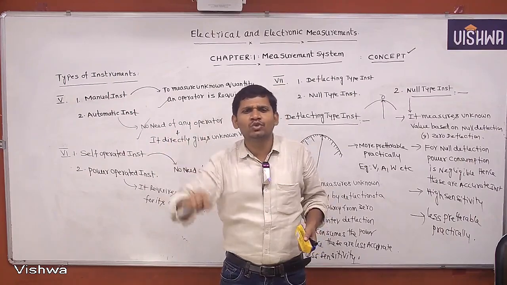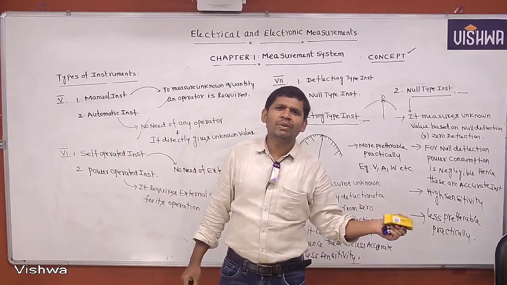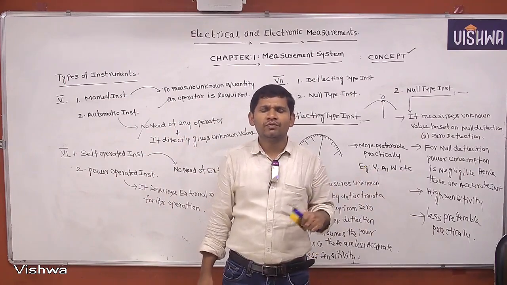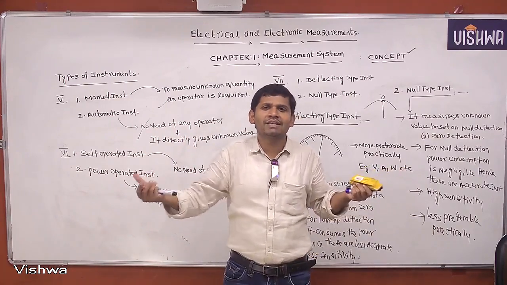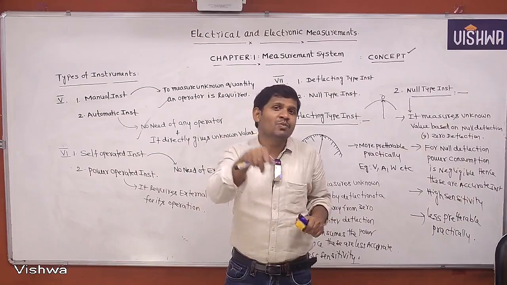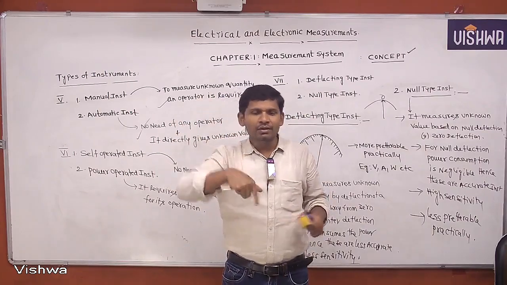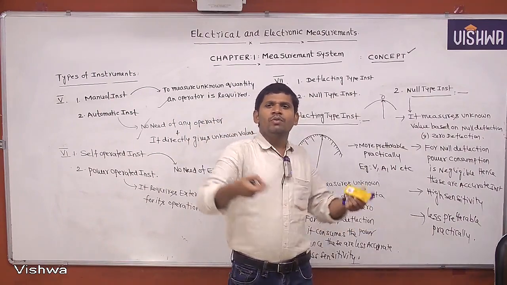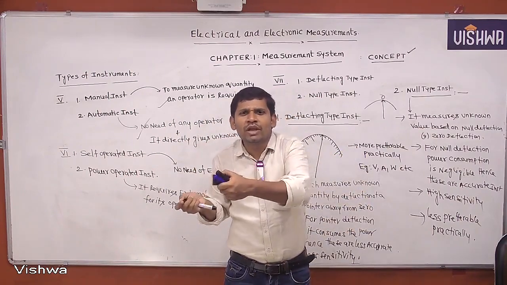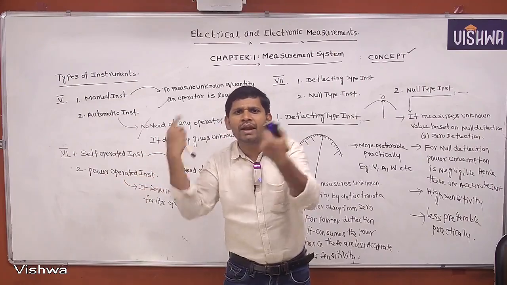Deflection of a pointer directly shows the reading. The Wheatstone bridge is one of the null type instruments. Which is more accurate? The Wheatstone bridge is more accurate as compared to the ohm meter. But practically, which is more preferable? Yes, the ohm meter is more preferable. Why? Because it is less time consuming. If you want to measure the resistance, connect it across the two terminals of the ohm meter, and the deflection of the pointer directly gives the reading.